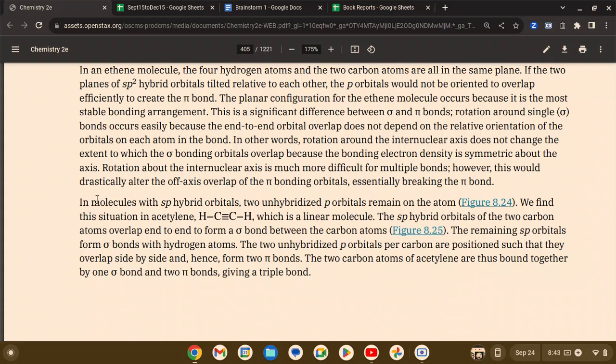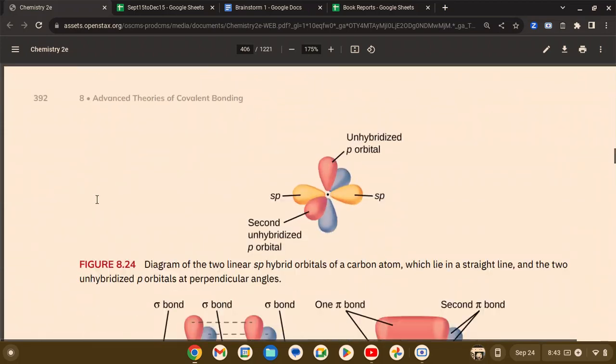The two unhybridized p orbitals per carbon are positioned such that they overlap side by side, hence they form two pi bonds. The two carbon atoms of acetylene are thus bound together by one sigma bond and two pi bonds, giving it a triple bond.